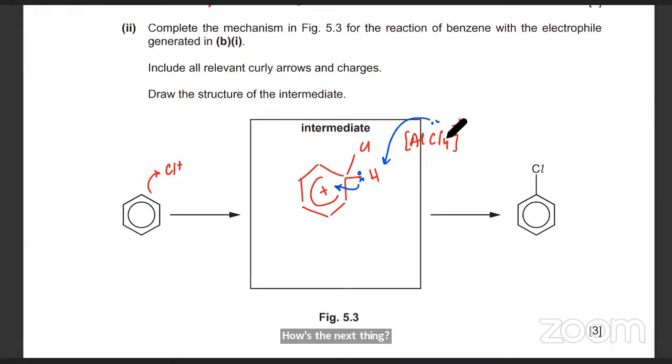This one is not necessary. They just wanted to draw an intermediate. That's it. Okay, is this clear? Yes, sir.